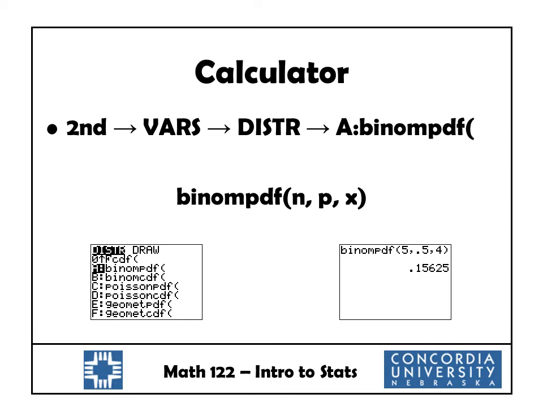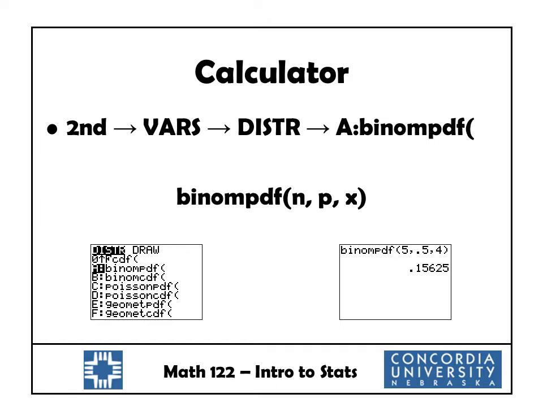Now again, luckily this formula is built into our calculator. To access it, hit second vars. Vars is right next to the clear key, and then you get a catalog called distribution, or DISTR. Under distribution, scroll down to option A, which is binom PDF. Binom PDF stands for binomial probability density function.